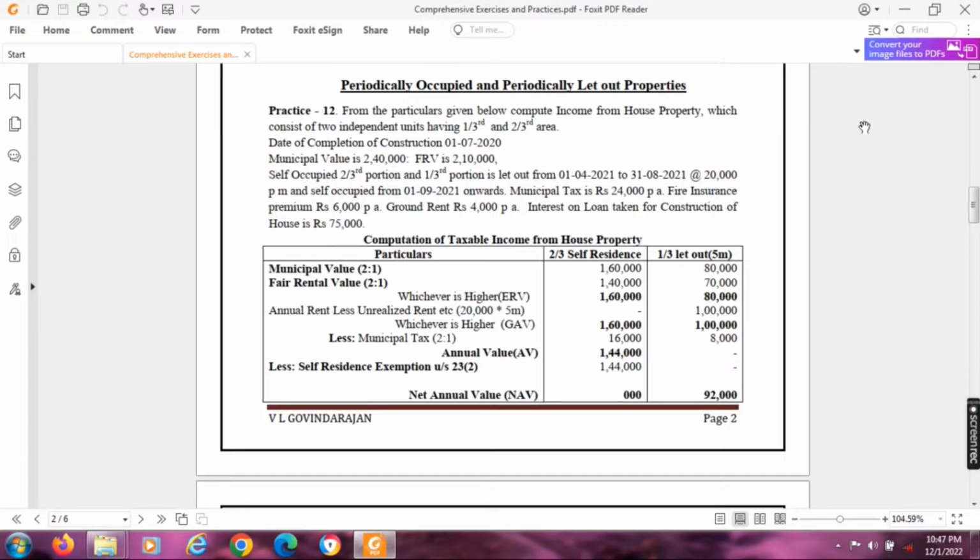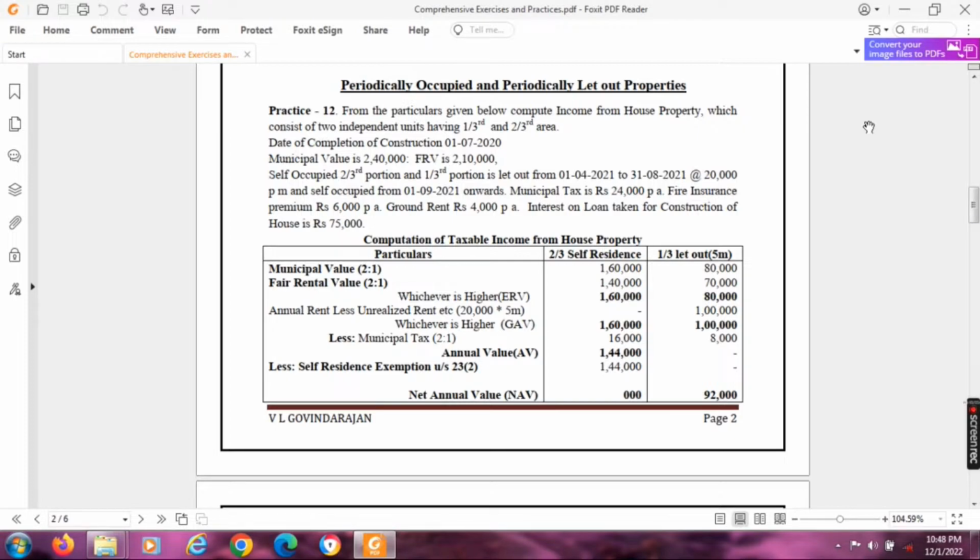Municipal value: 2/3 portion self-residence, 1/3 portion let out only for 5 months. That I mentioned here. So municipal value and fair rent will be shared in the ratio of 2:1. We have to calculate the expected rental value. With that value, we have to compare the annual rent less unrealized rent, etc. In this problem, no unrealized rent. So the gross annual value for the 2/3 portion is 1,60,000 and for the 1/3 portion is 1 lakh.